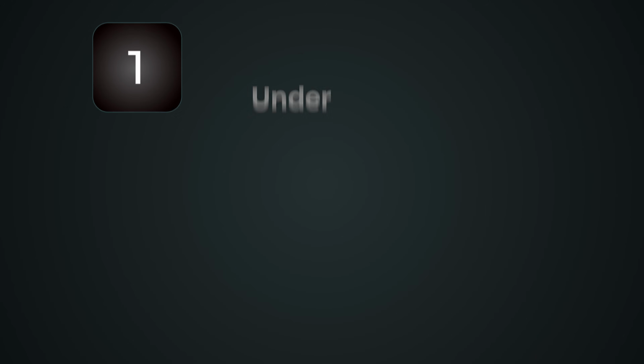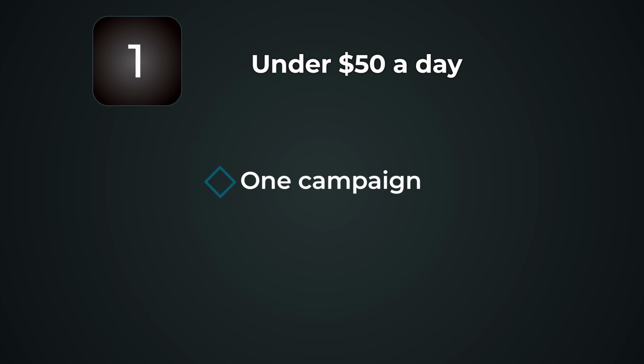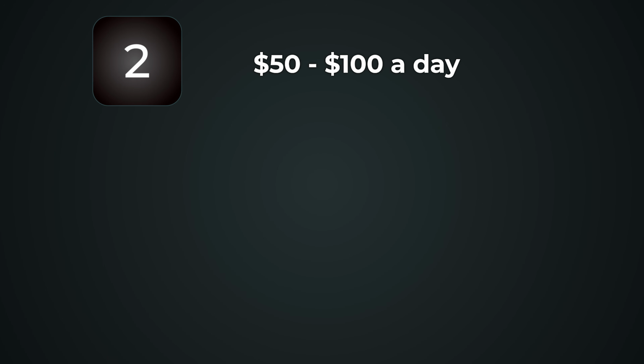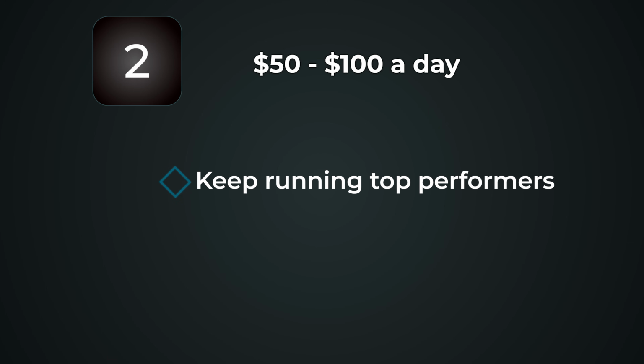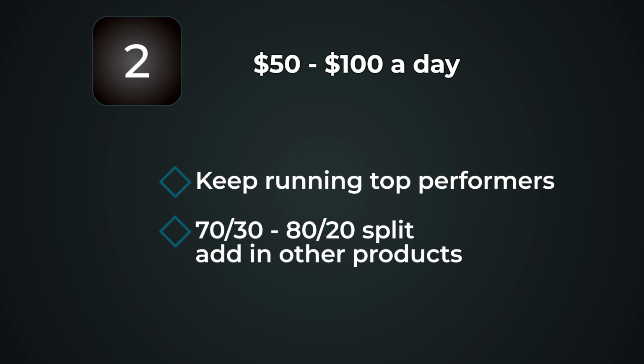If you're under $50 a day, my take is one campaign, top performers, and that's it. You have to get profitable first. At $50 to $100 a day, you can either choose to keep running that top performing campaign, or at maybe a 70-30 or 80-20 split, add in your other products in a separate shopping campaign. Let your winners win while you test everything else.